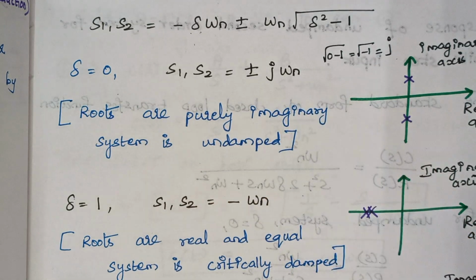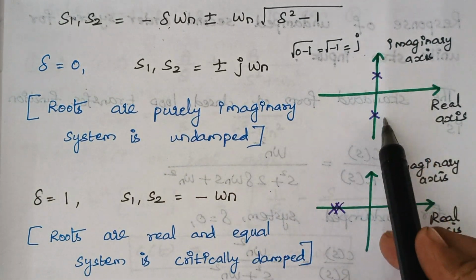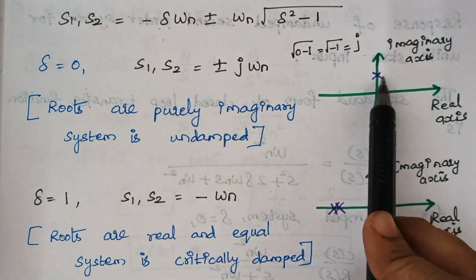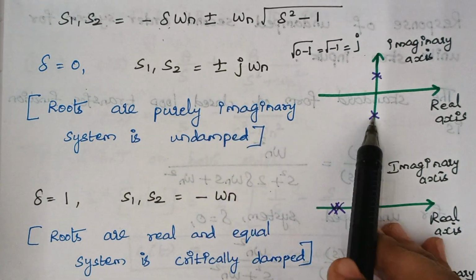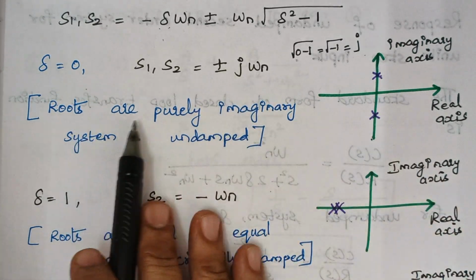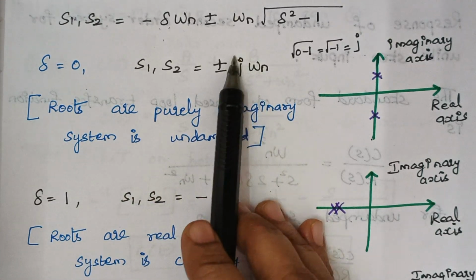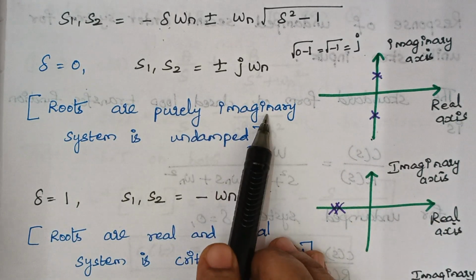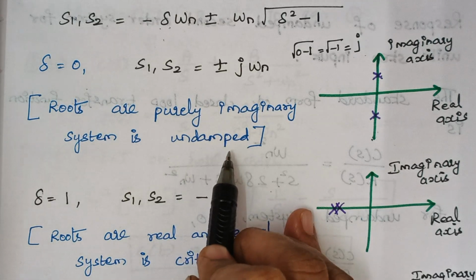So when you locate the roots here, this is your real axis and this is your imaginary axis. One root is plus j omega n, which lies here, and another root is minus j omega n, which lies here. So here the roots are purely imaginary, right? Because it comes with the j and it lies on the imaginary axis. So the roots are purely imaginary, and this type of system is known as undamped system, right?